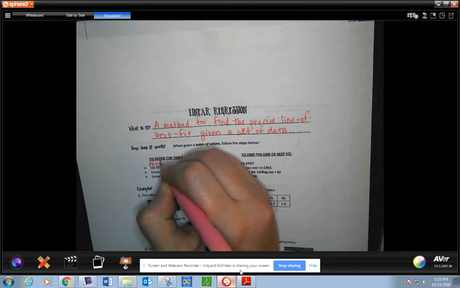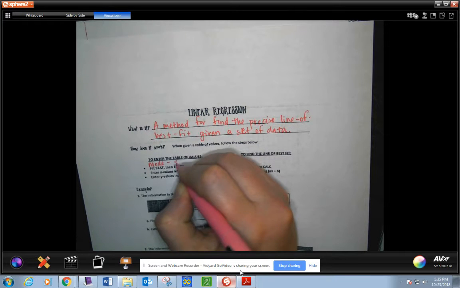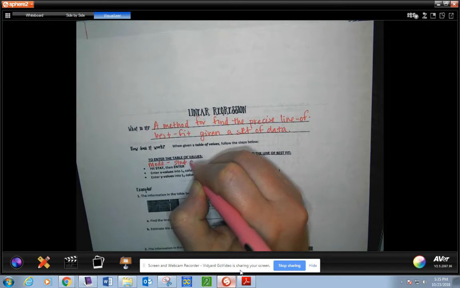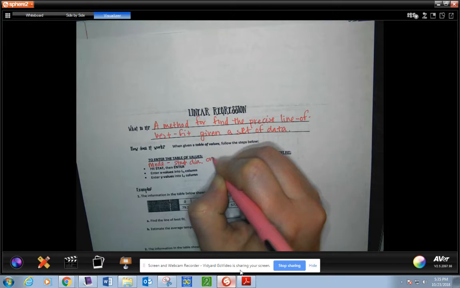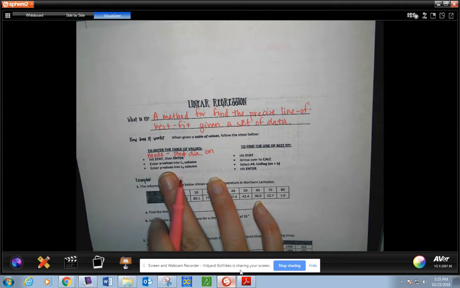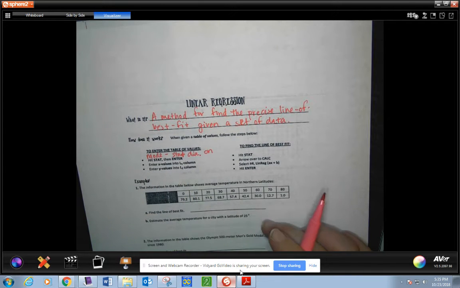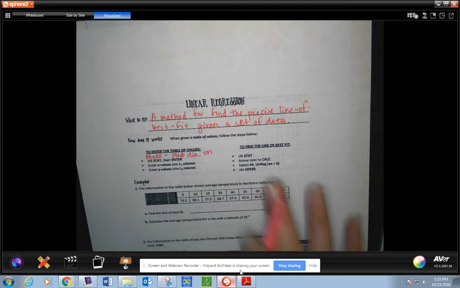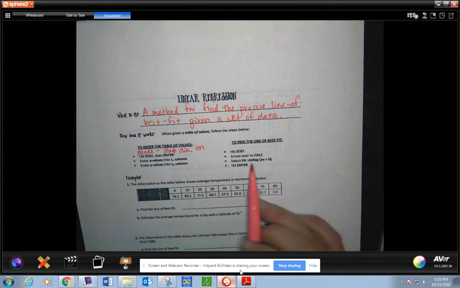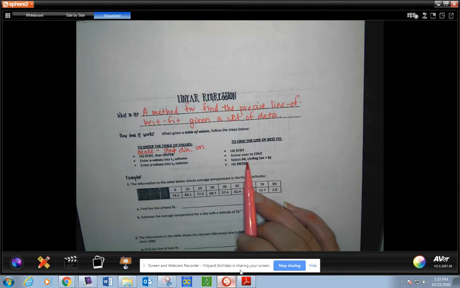And then you can press second mode. So first thing, hit mode and go to stat diag on. Okay. And then you're just going to follow these keystrokes. You're going to hit stat and hit enter, put your X values into L1 and your Y values into L2. Once you've done that, you're going to go back to stat, arrow over to calculate, hit number 4 for linear regression, and hit enter.